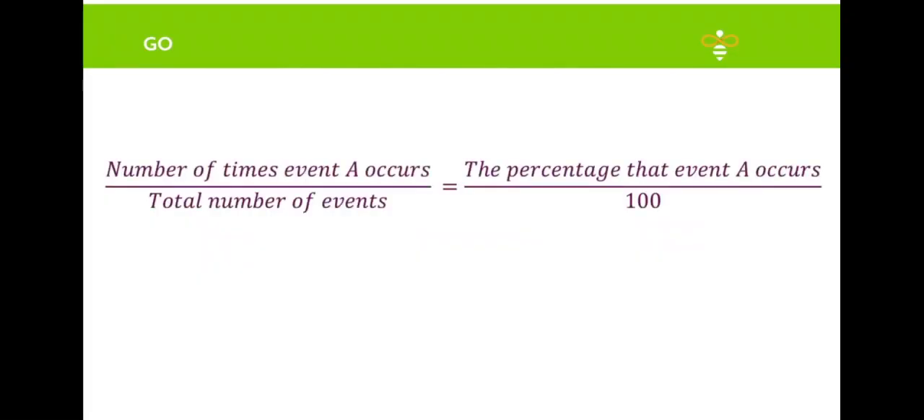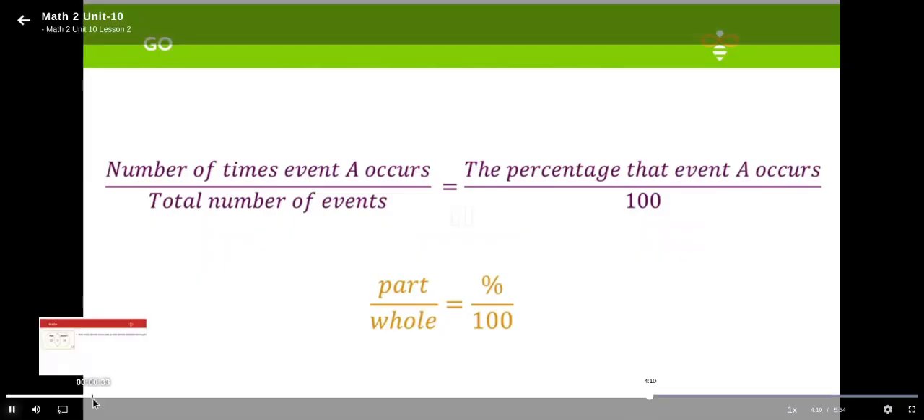Notice that for each relationship, the following proportion statement can be used. The probability of event A occurring is equivalent to the percentage that event A occurs divided by 100. And more generally, this can be written as part over whole is equal to percentage divided by 100. Using this equation, fill in the known values and then solve the equation for the unknown value. Here's an example. What is 43% of 200?